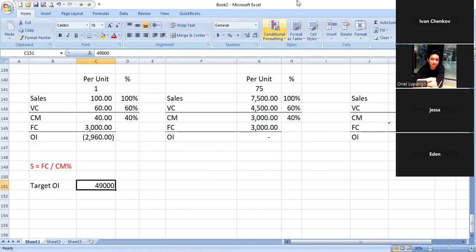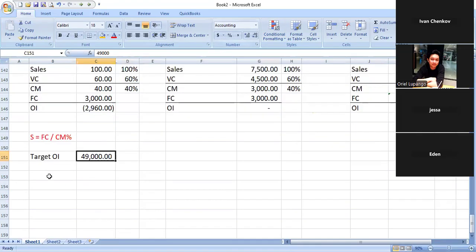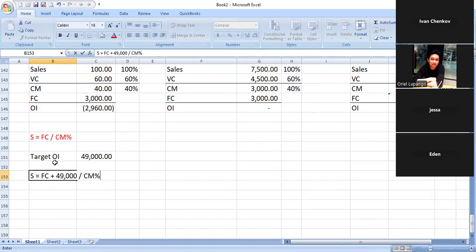Okay. If you want 49,000, what do we have to do? We have to modify the formula, add it to the sales. So now sales is going to be equal to the fixed cost plus 49,000 divided by contribution margin ratio. Obviously, those will be in brackets. Don't forget the brackets in the Excel, otherwise it's not going to work.